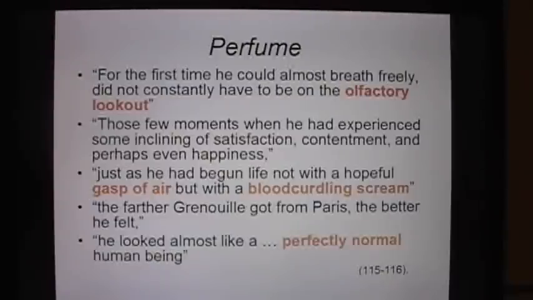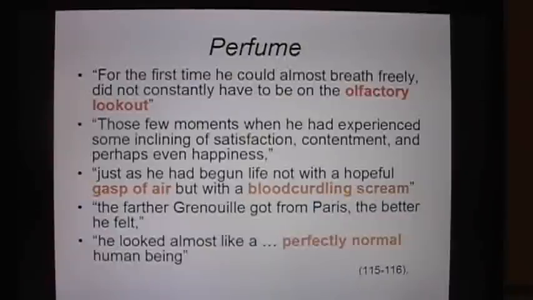The use of "when he had some inkling of satisfaction, contentment, or perhaps even happiness" shows that this is something that he longs for and is perhaps what he's looking for throughout the whole book. Also notice how the author would use opposites, such as when describing Grenouille, saying when he was born, he didn't come with a gasp of air, instead he came with a blood-curdling scream. He uses opposites just to try to emphasize it. It emphasizes his difference from society, and it also makes him seem foreign and bad. Blood-curdling scream is obviously not a positive image.